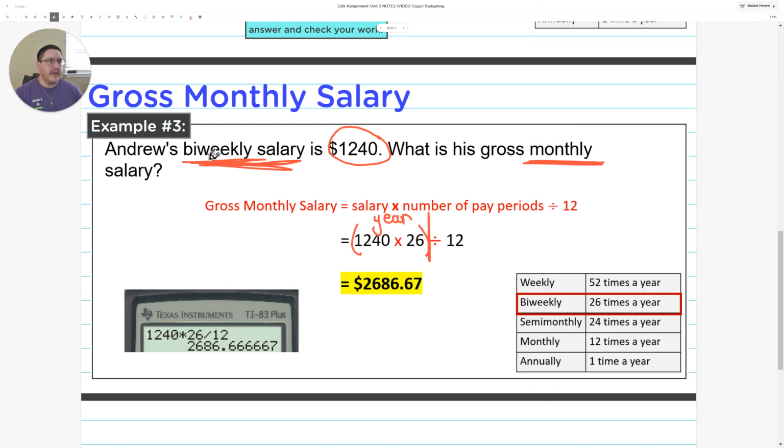Now again, if this had said weekly, we would have multiplied this by 52. If this had said daily, we would have done 365 days. If this said semi-monthly, we would have multiplied this by 24, and so on and so forth. So be aware of what your pay periods are for the problem.